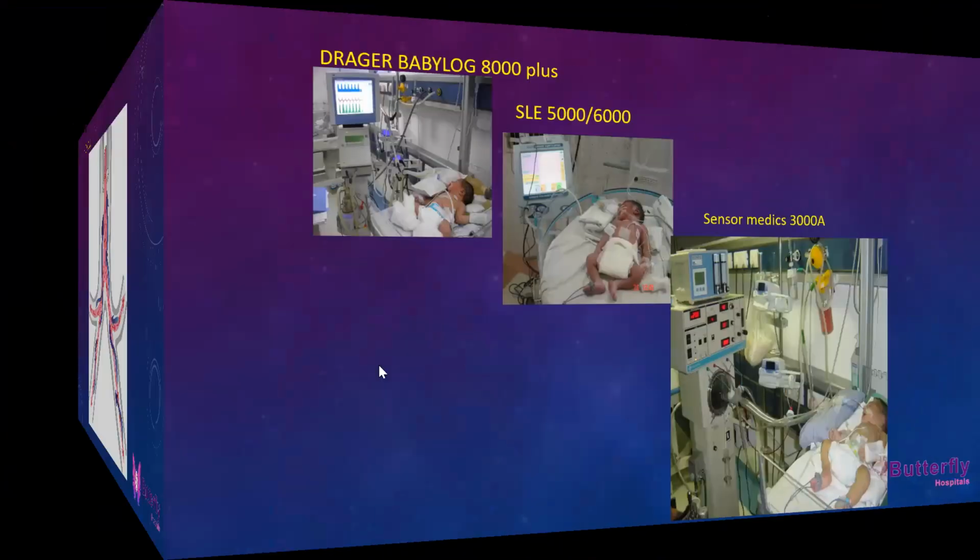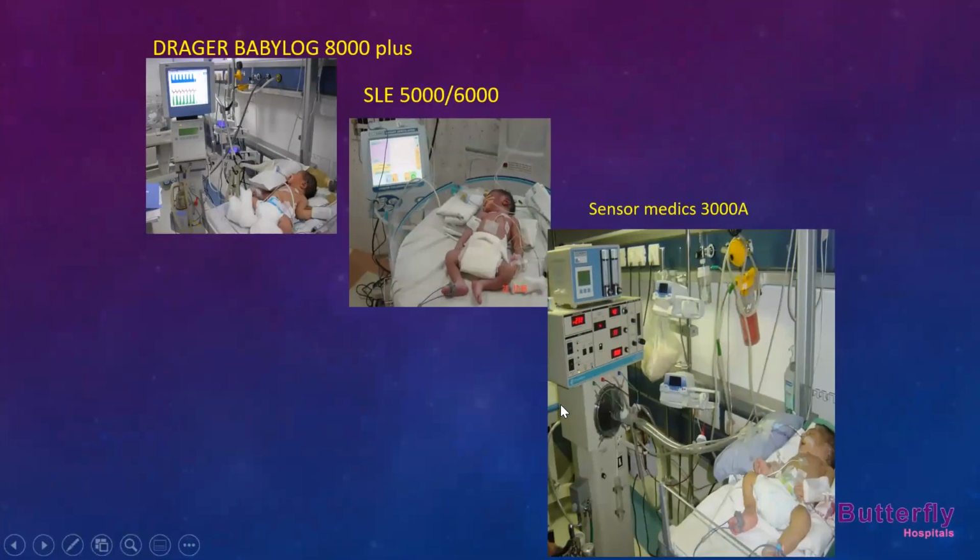So what are the different machines we have to provide high frequency ventilation? Even simple baby machines like the Jaeger Baby Log 8000 Plus, and most of the smaller units, can provide high frequency ventilation. There are the SLE 5000, the newest ones, or the SensorMedics, which is a very powerful high frequency oscillatory ventilator, used mainly for bigger babies. In smaller infants up to 4 to 6 months, up to 10 kilos, this machine can be used, if you want the high frequency oscillator.